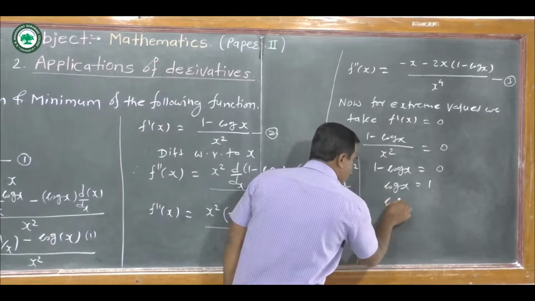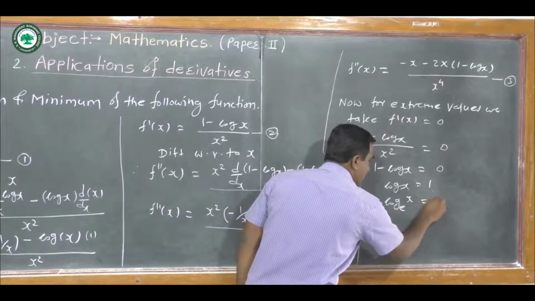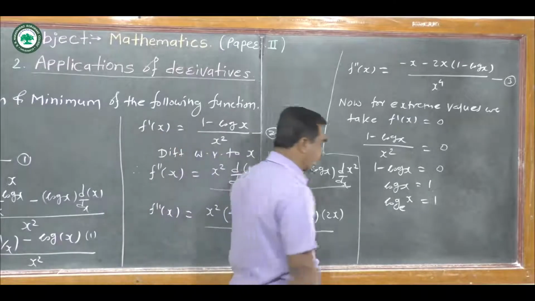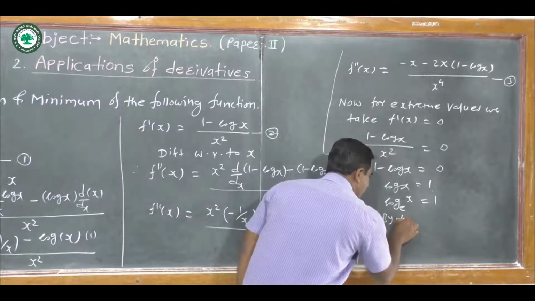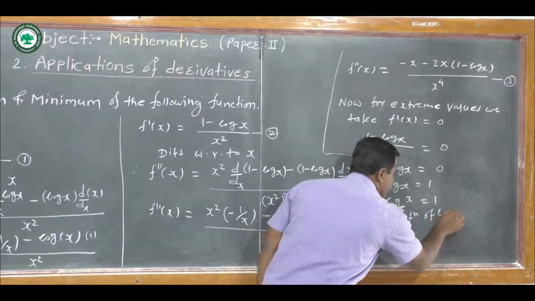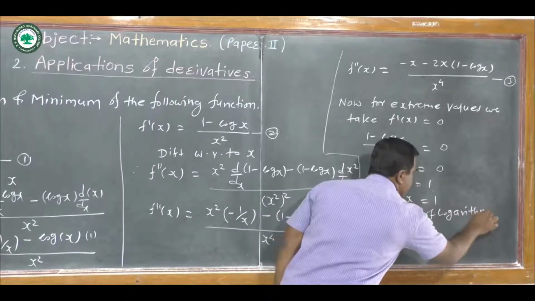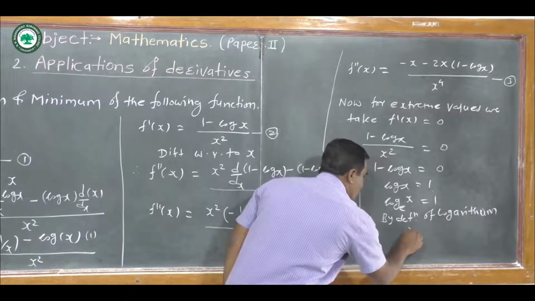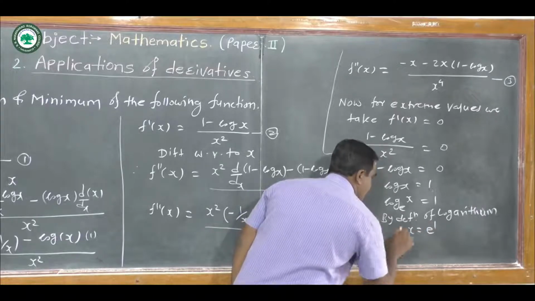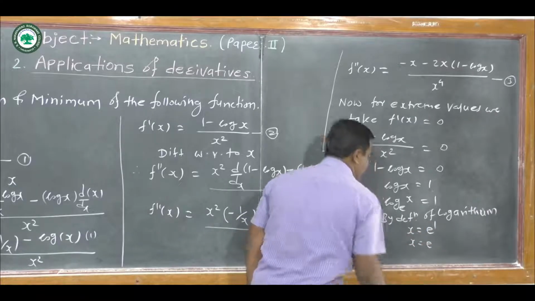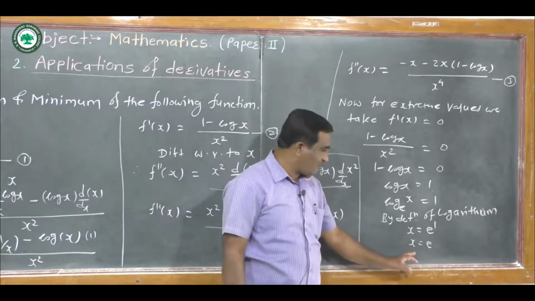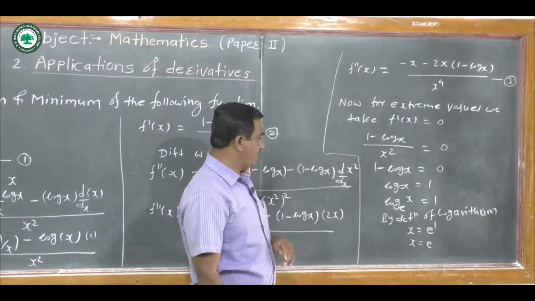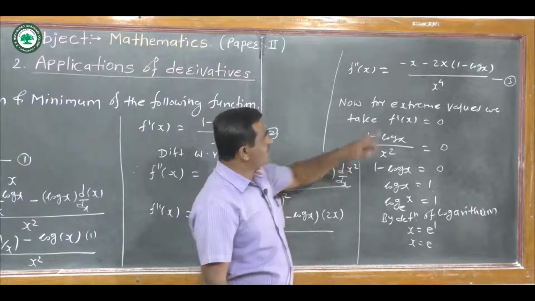We can write this as log x to the base e equal to 1, and we use the definition of logarithm here. By definition of logarithm, we can write here x is equal to e raised to 1, that is x is equal to e. We get extreme value x is equal to e here. Now put this value of x is equal to e in equation third.